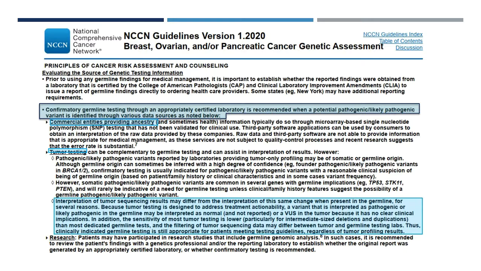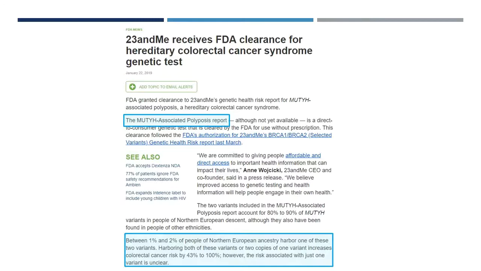In 2019, 23andMe was back in the headlines for receiving FDA clearance to add two variants in the MUTYH gene to their testing and reports. The two variants that they evaluate are the most common mutations in this gene, which 1 to 2% of individuals with Northern European ancestry will carry. However, there are other clinically significant variants in these genes, and they are much less common in people of other ancestry. This testing could miss these other variants or create a false sense of security regarding hereditary cancer risks.